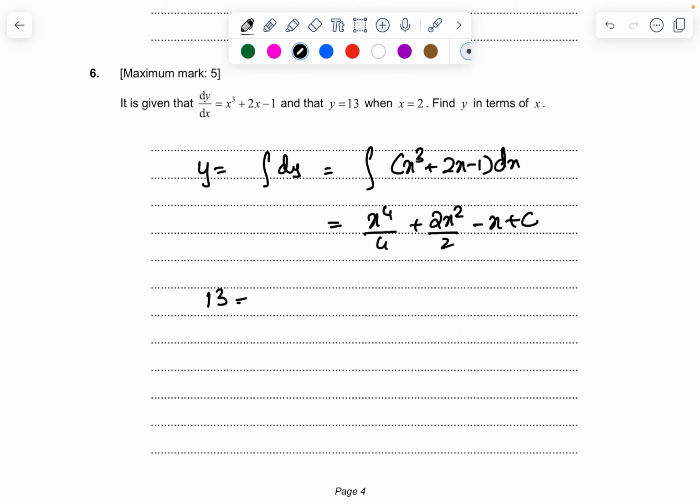But y is 13 when x is 2. So 13 equals 2 power 4 upon 4 plus 2 square minus 2 plus c. So this gives me c value 7. So y equals nothing but what? x power 4 upon 4 plus x square minus x plus 7.